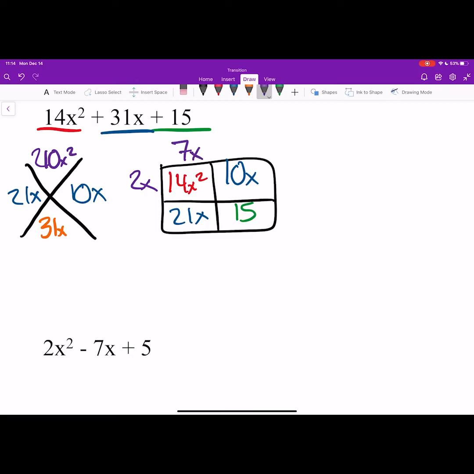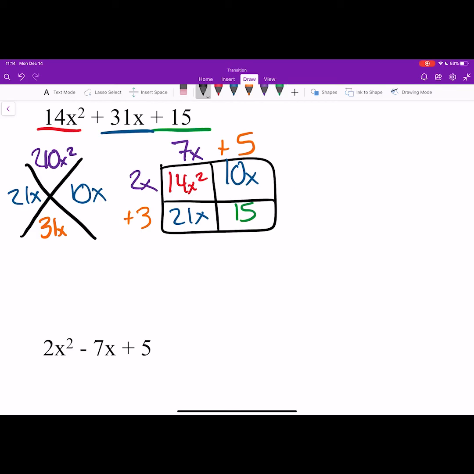So we're good there so far. Now between 10x and 15, what are my common factors? Well, 5. And 5 times 2x does equal my blue 10x, so we're good. And then between 21x and 15, well, it's 3. And then if I multiply my purple 7x times my orange 3, I get my blue 21x. Lastly, check. Does the orange times the orange equal the green? Well, yes, indeed. 5 times 3 does equal 15, so we're good.